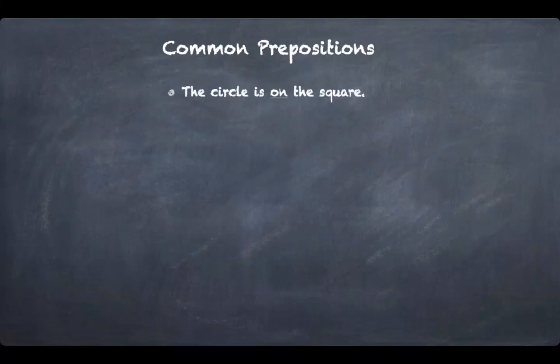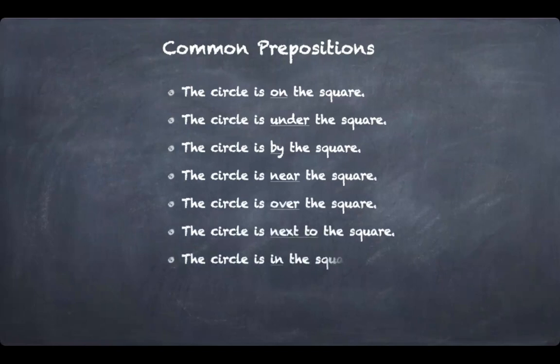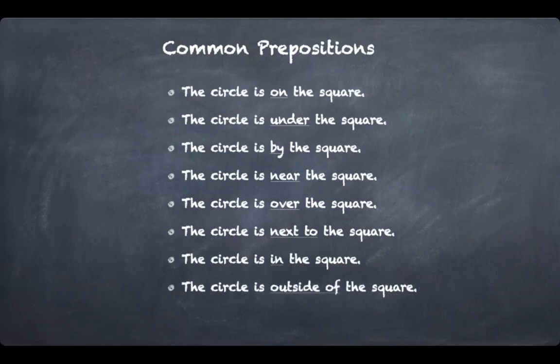The circle is on the square, the circle is under the square, by the square, near the square, over the square, next to the square, in the square, outside of the square, and the circle is behind the square. These statements use prepositions to show relationships between two shapes.